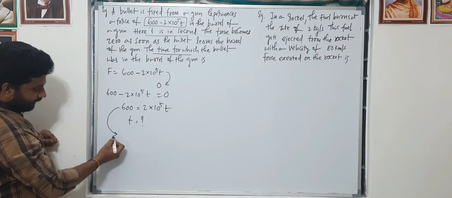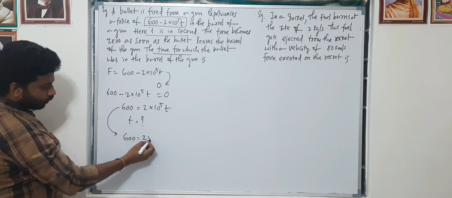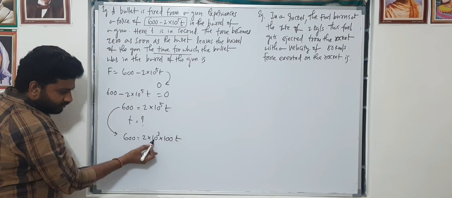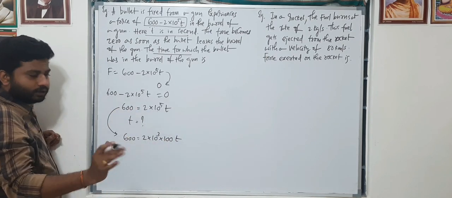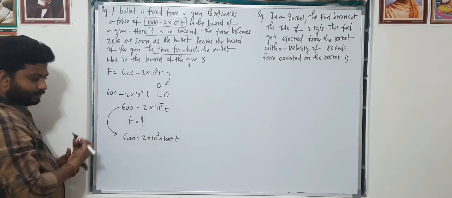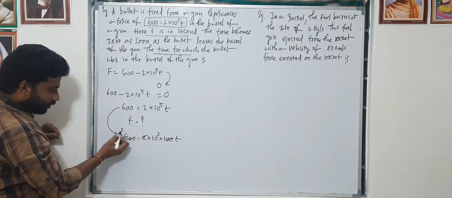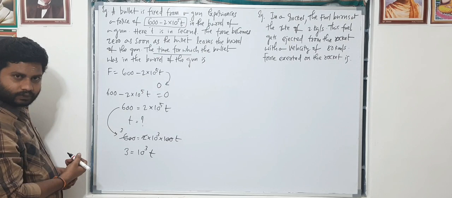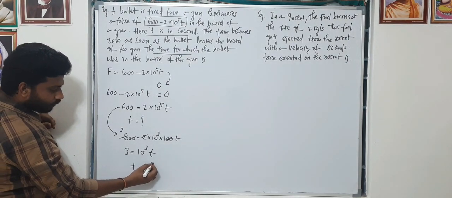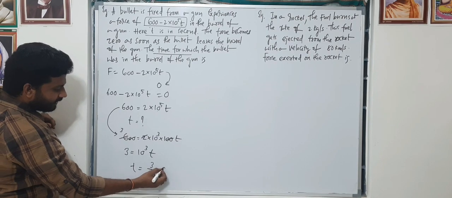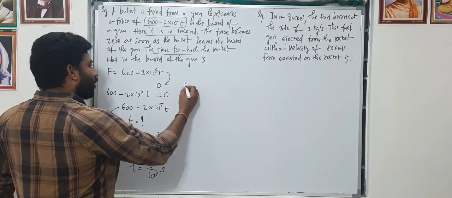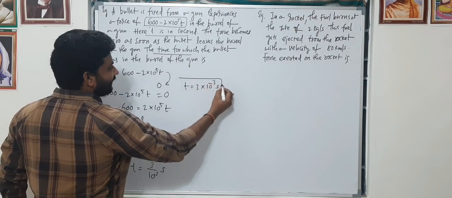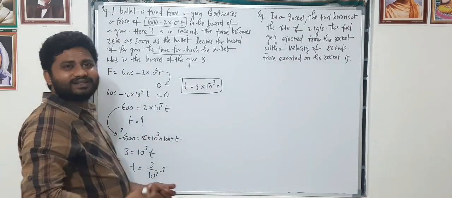How simple it is? Here is the equation. I can write it as 600 is equal to 2 into 10 raised to 3 into 100 t. Can I write like that? Because 10 raised to 3 into 100 is 10 raised to 5 only, right? The 2 zeros and 2 zeros cancel. It is 2 threes, so what remains here? 3 is equal to 10 raised to 3 into t. So what is t here? t is equal to 3 by 10 raised to 3 seconds. The options they will be giving you like this: 3 into 10 raised to minus 3 seconds. And look at this answer. Questions like this can be solved.